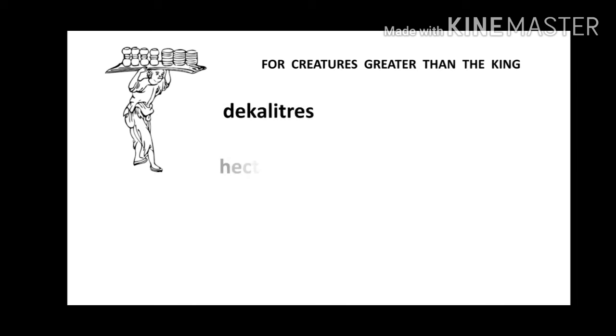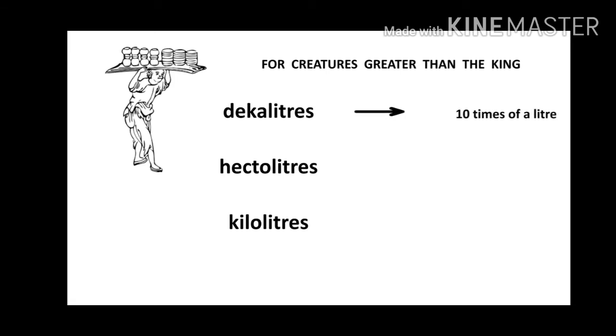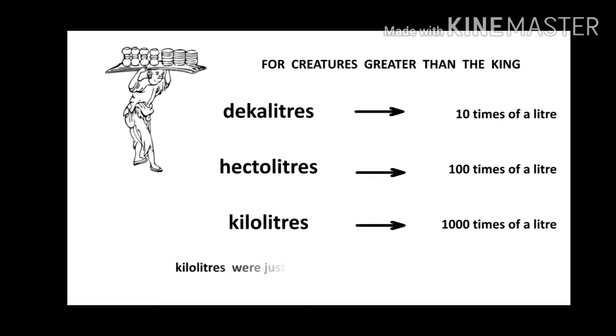Next, he prepared for creatures larger than the king. He named them decaliters, hectoliters, and kiloliters. Decaliter means 10 times a liter, the size of the king, what he was drinking. Hectoliter is 100 times, and kiloliter is 1000 times a liter. So we can say kiloliters will be for gigantic creatures, giant creatures. Kiloliter is the biggest unit.